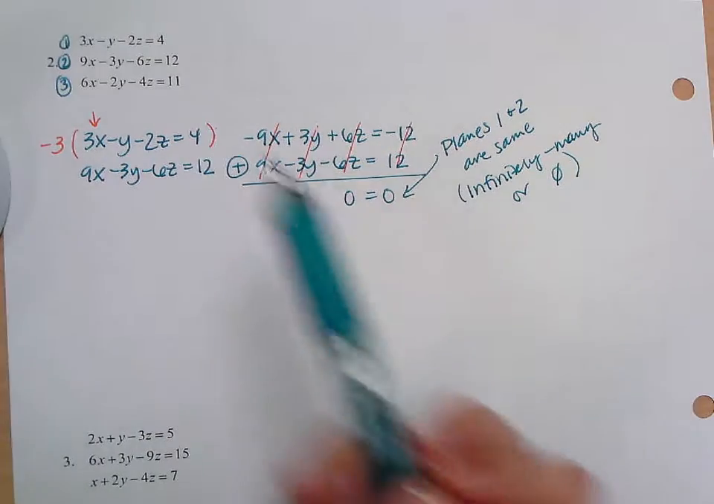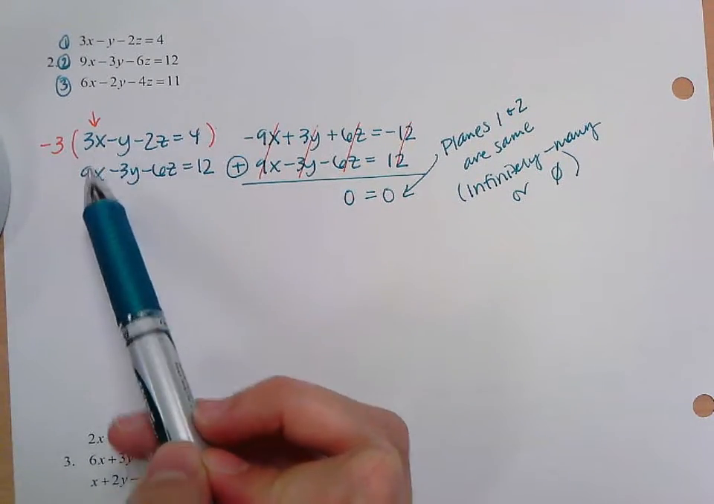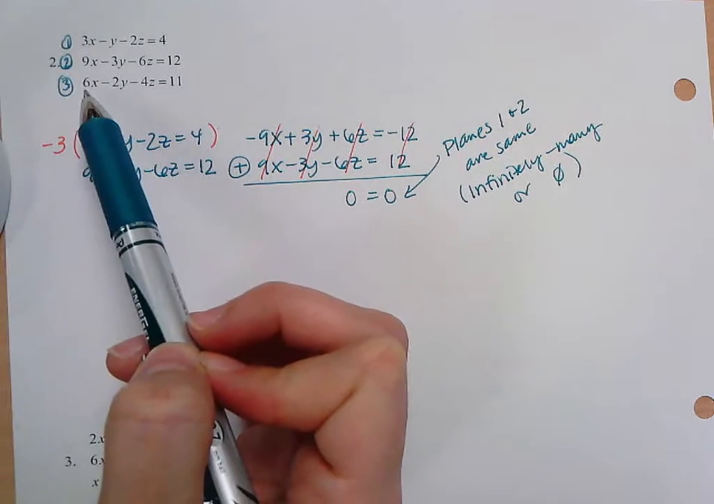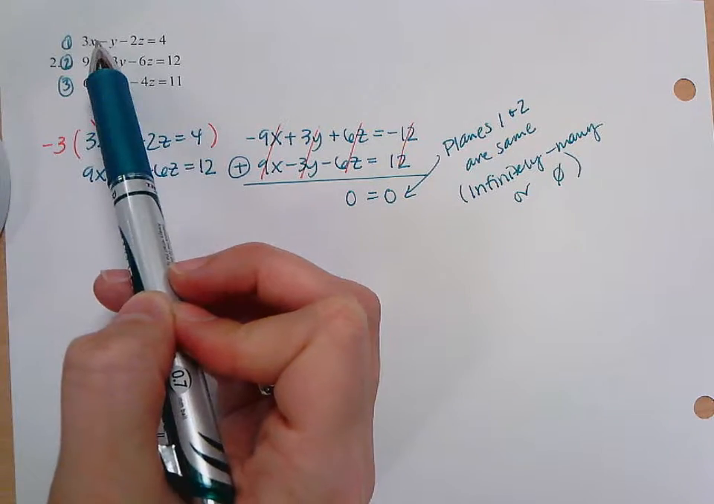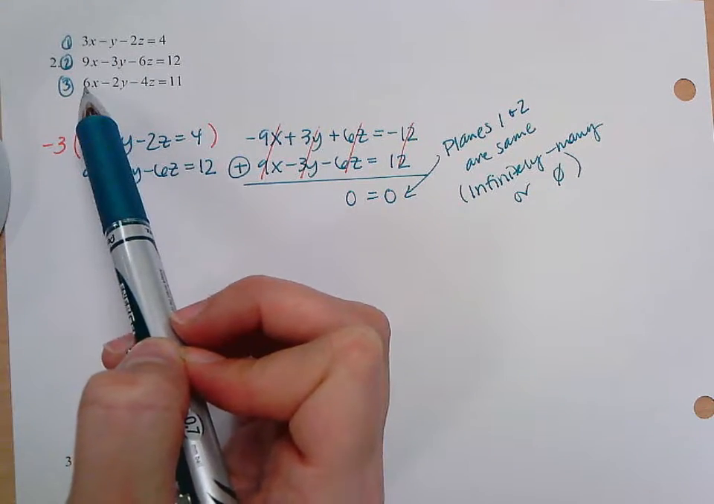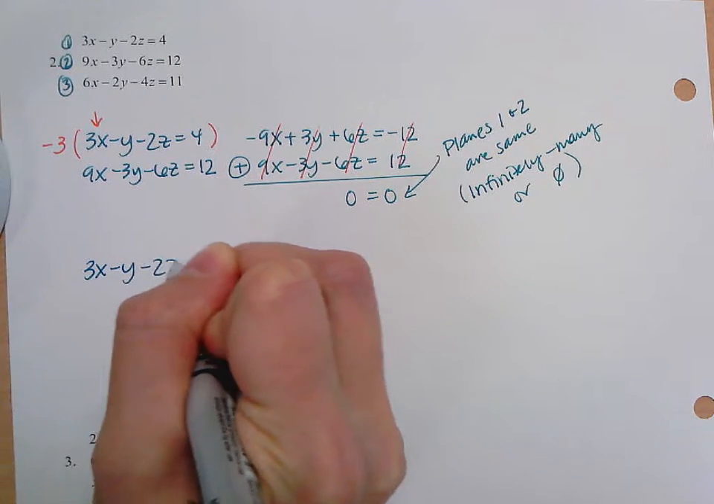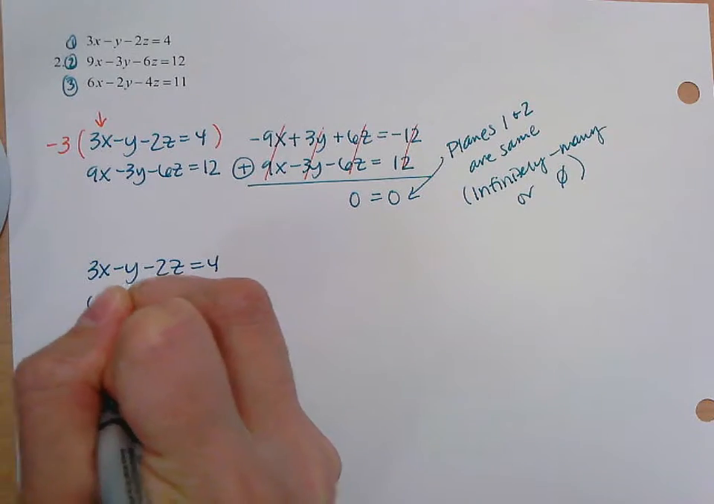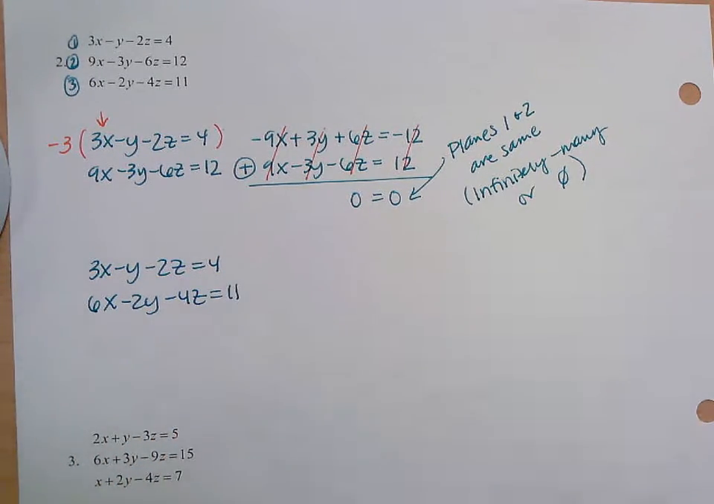So I'm going to pick, I know everything canceled, but I started out trying to eliminate x. So if I want to eliminate x again and I have to use plane 3, I would choose plane 1 and 3 to eliminate x. So I have 3x minus y minus 2z equals 4, and then 6x minus 2y minus 4z equals 11.